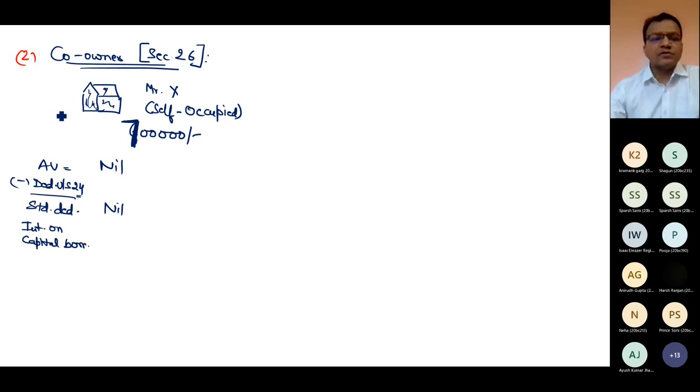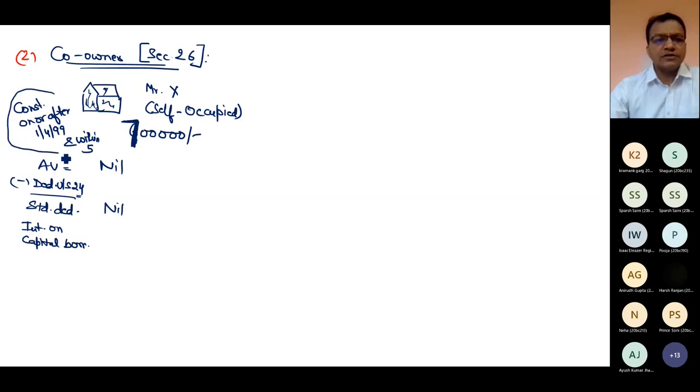Very good. Now suppose it is for construction of the house taken on or after 1st April 1999 and construction is completed within 5 years. Then if this is the situation, how much is the reduction? Sir, 2 lakh. So I will not deduct 7 lakh, only 2 lakh. So what is the income taxable in my hands? Nothing. In fact, I have a loss of 2 lakh.